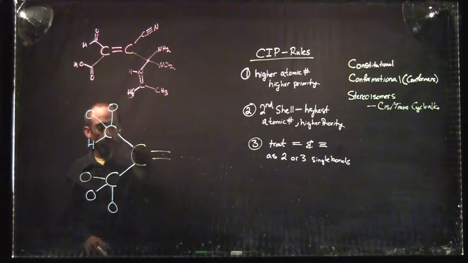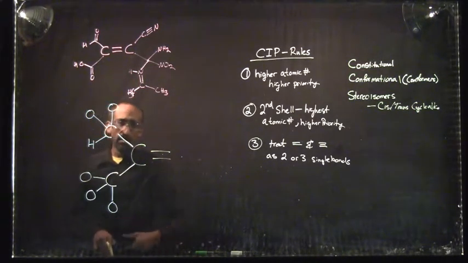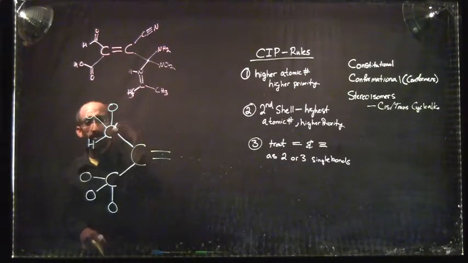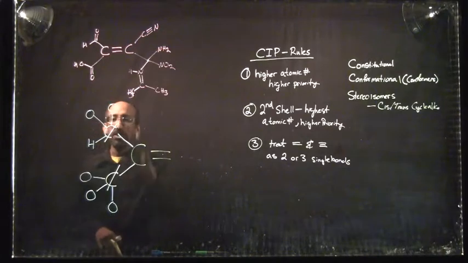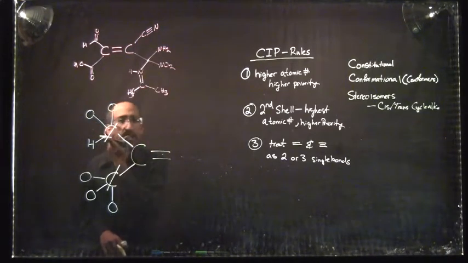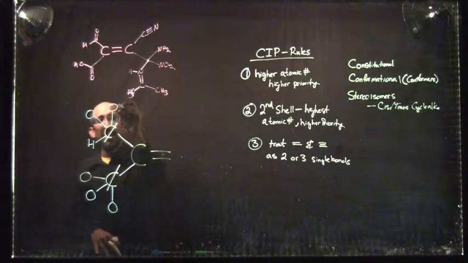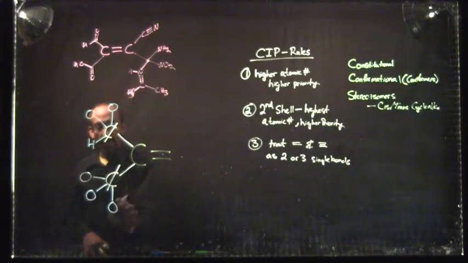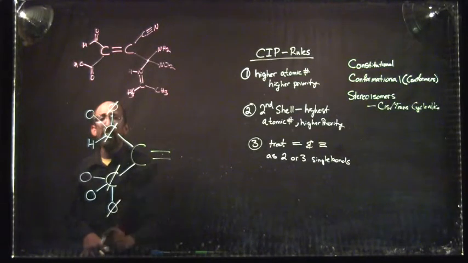So we saw in our first shell that our carbon atoms were the same. We ignore those. And then we start with each substituent comparing highest atomic number in our second shell. So my highest atomic number on this carbon is an oxygen. I have an oxygen as my highest atomic number on my lower carbon. These two would cancel each other out.